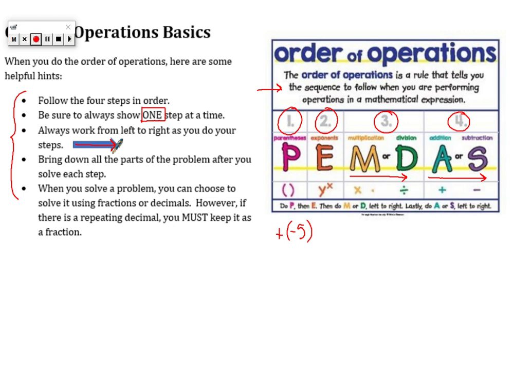And finally, when you choose to solve a problem, you can choose to use either fractions or decimals. However, if it's going to be a repeating decimal, meaning the kind that if you solve them, they would have a bar over them, you must keep it as a fraction.